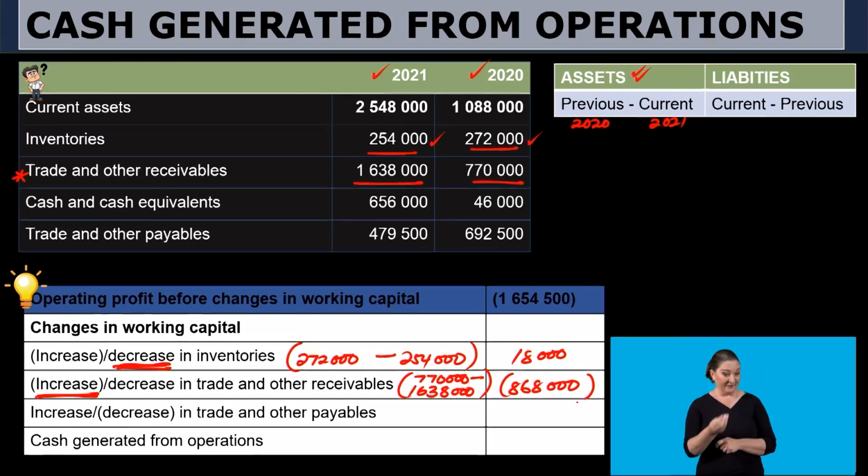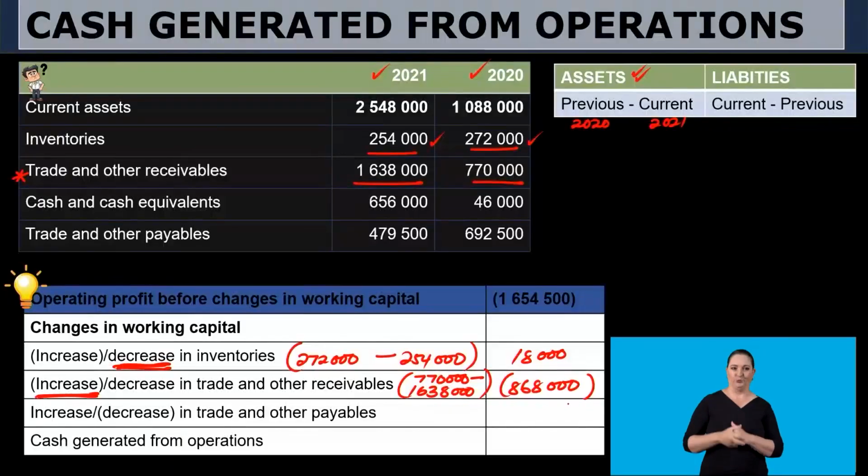You got the trick now, okay? If your calculator does not give you a negative, it will give you a positive. A positive means cash inflow. Negative means cash outflow. But you can also understand that when your trade and other receivables increase, that is cash outflow. Let's go to the last one now.